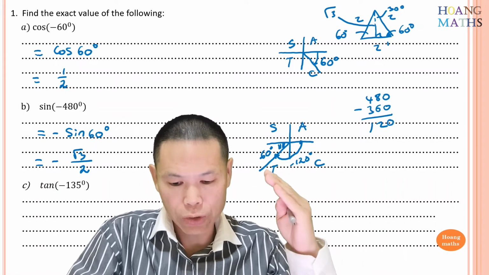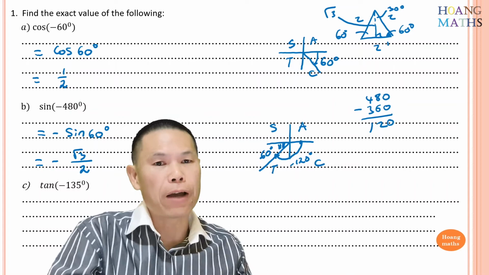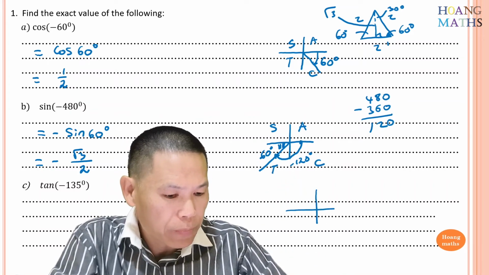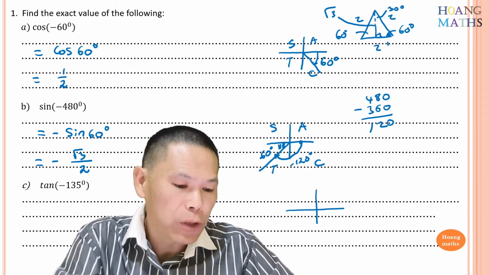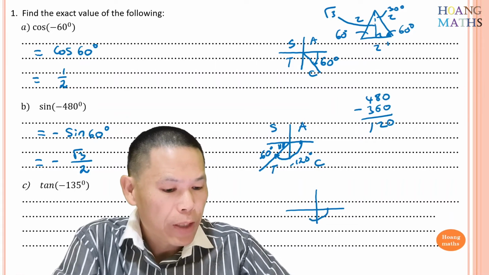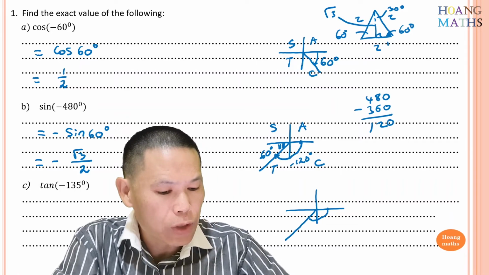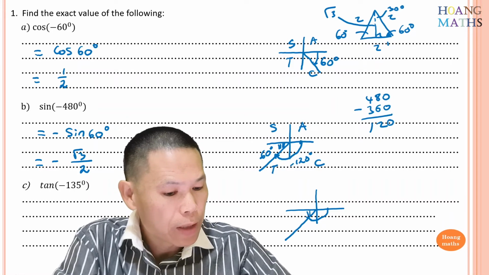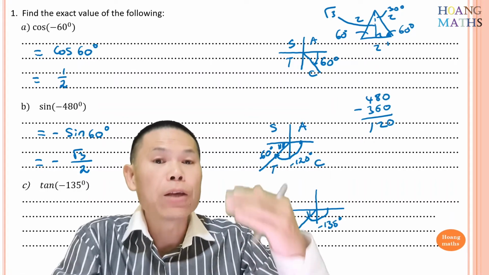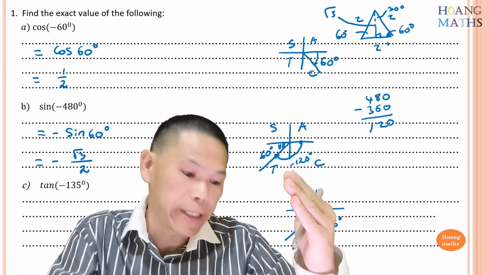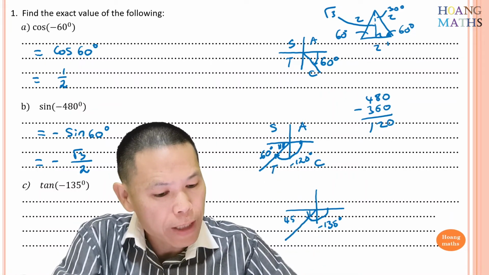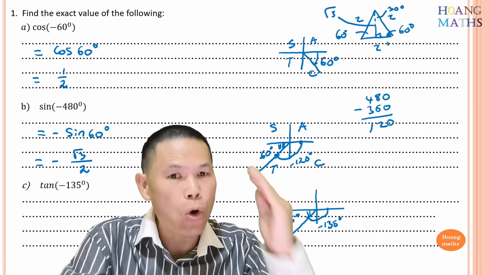Part C, tan of negative 135. Let me draw the diagram out first. Negative 135, so we go clockwise from the x-axis. Roughly here, we cannot reach 180 yet, so we stop there. This is the reference angle. The negative 135 is here. For the reference angle, we just quickly use 180 minus 135, which gives me 45. That's the reference angle, okay? And don't forget, the reference angle is always positive.